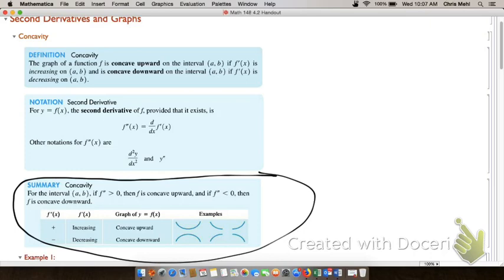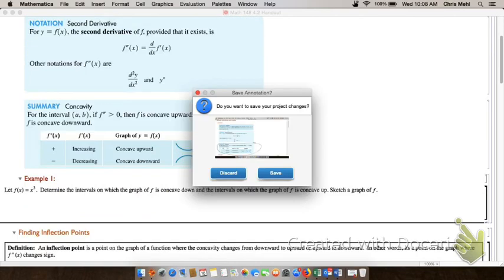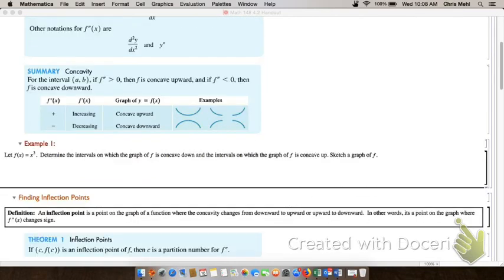And then we also talked about finding the partition numbers for the second derivative. These partition numbers, where the second derivative is 0 or undefined, are the values where the second derivative possibly changes sign, i.e. the concavity changes from up to down or down to up. And then we did an example.